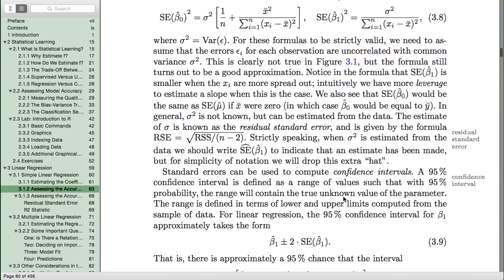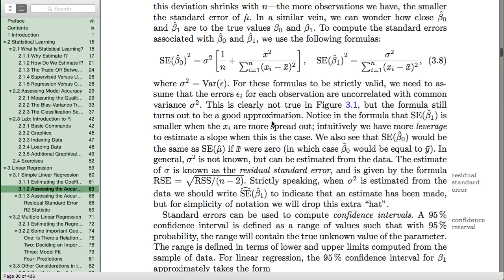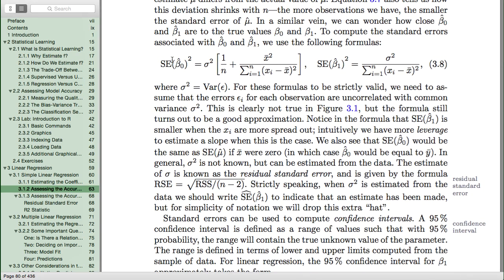Okay, for the moment, I'm just going to skip these and go right to the confidence interval. So what can we do with these? We can compute a confidence interval. Oh, maybe I can't skip these. I have to say what this is. Okay, so each of these estimates has some variability, and this is a formula for that variability. This is a formula for the variability of the intercept, and this is a formula for the variability of the slope. So each one of these has some variability.